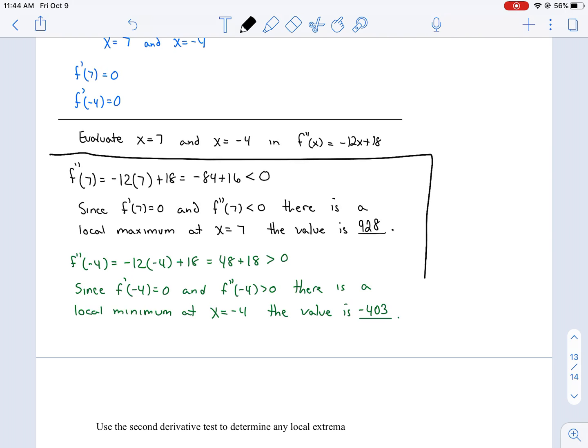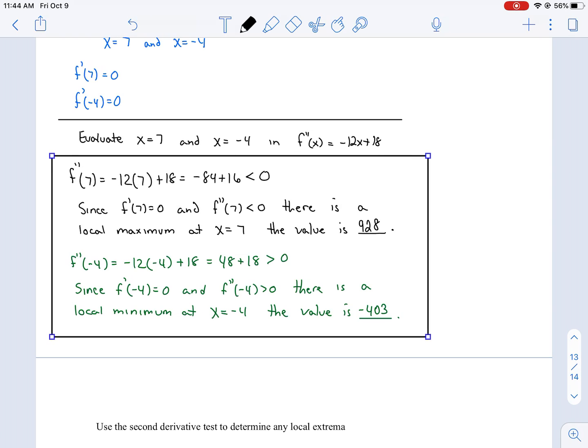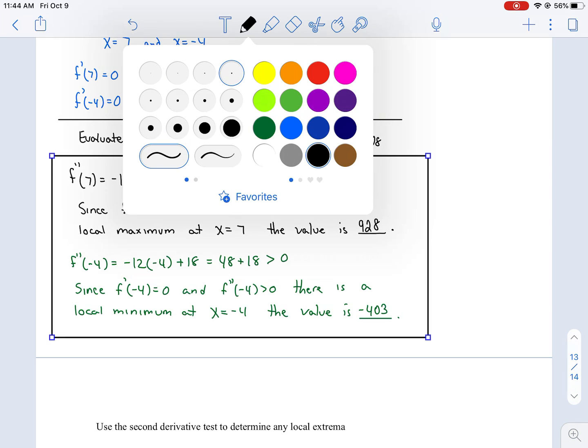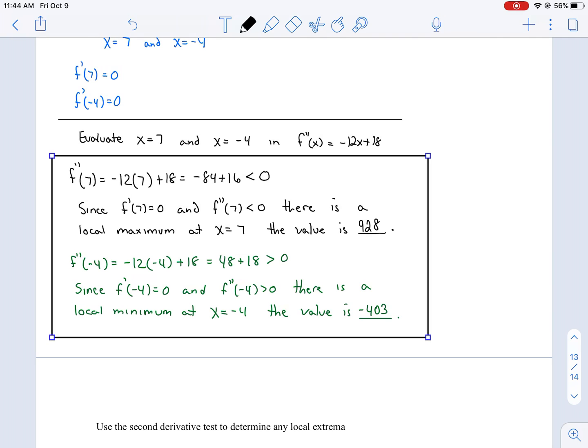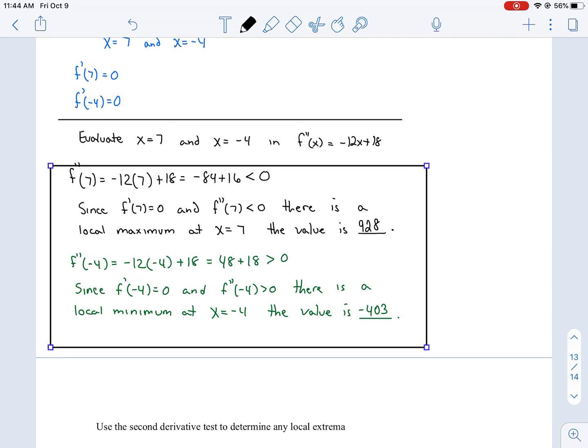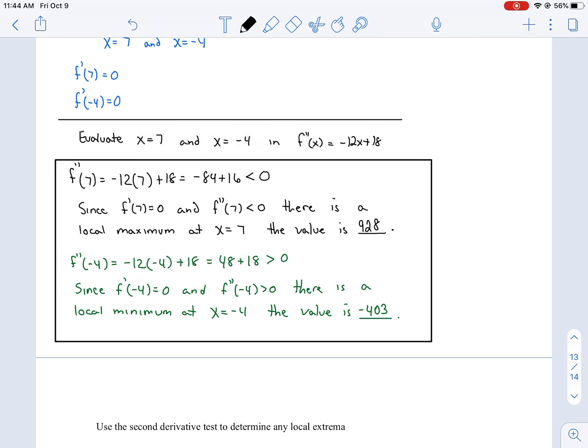And we have successfully applied the second derivative test. And we did that with this statement right here. And with this statement right here.